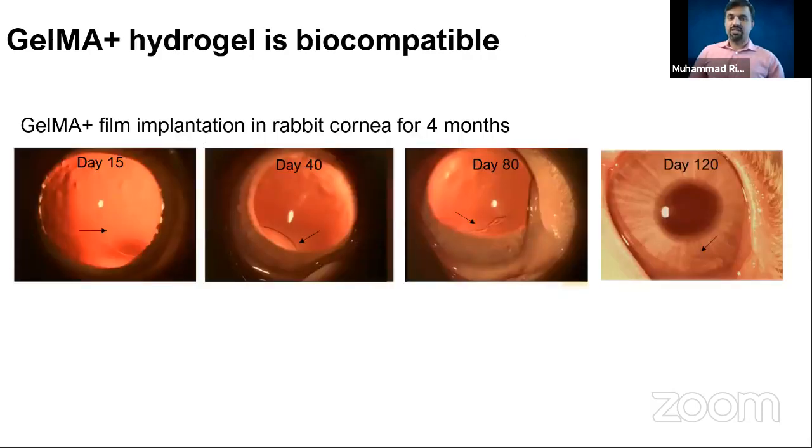Now, we also want to make sure that the hydrogel is biocompatible. So we put these hydrogels in and observed rabbit eyes for up to 4 months, and we really did not notice any negative effects in the eye. This arrow is pointing towards the hydrogel film that is transplanted into these eyes, and you can see that the eyes remained clear and there were no negative consequences of putting this biomaterial into the eye. So that shows that this is a biocompatible system of generating this graft.